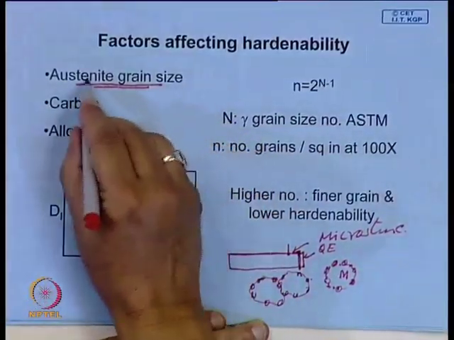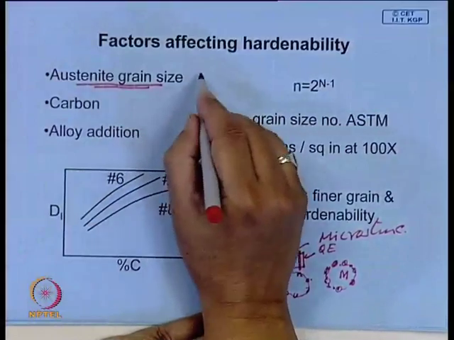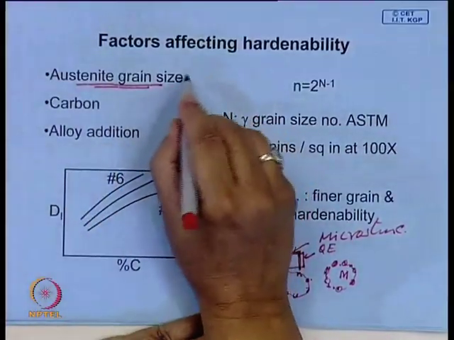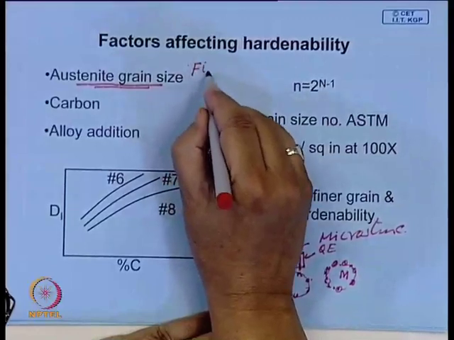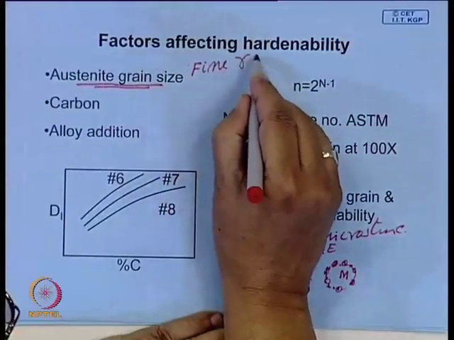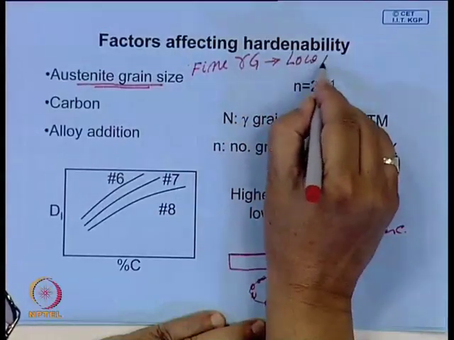And we have just seen that if the austenite grain size is fine, it has low hardenability. Fine austenite grain, then low hardenability.